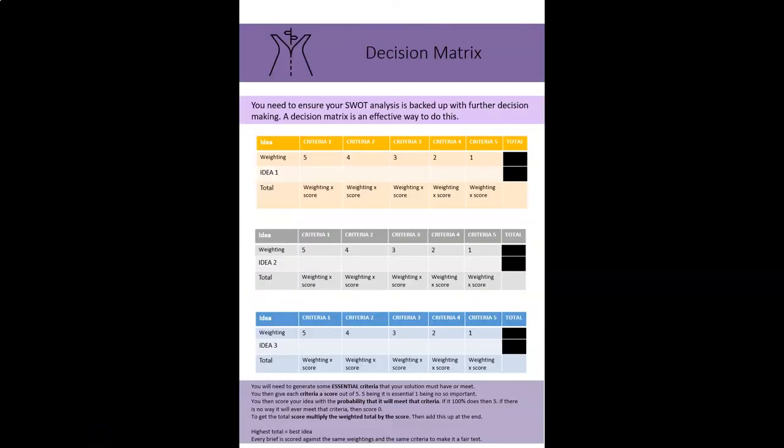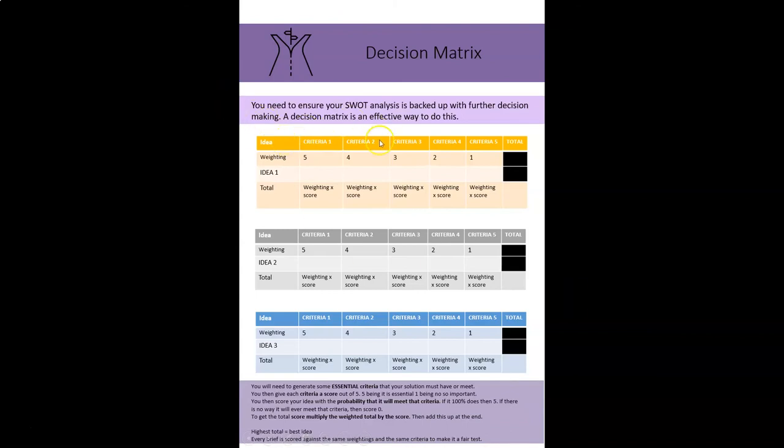The next step is then making a decision matrix. So you need to ensure that your SWOT analysis is backed up with further decision making. A decision matrix is an effective way to do this. So here I've set out an example of how to conduct a decision matrix. Again, you did this at AS level, so please revisit these resources.